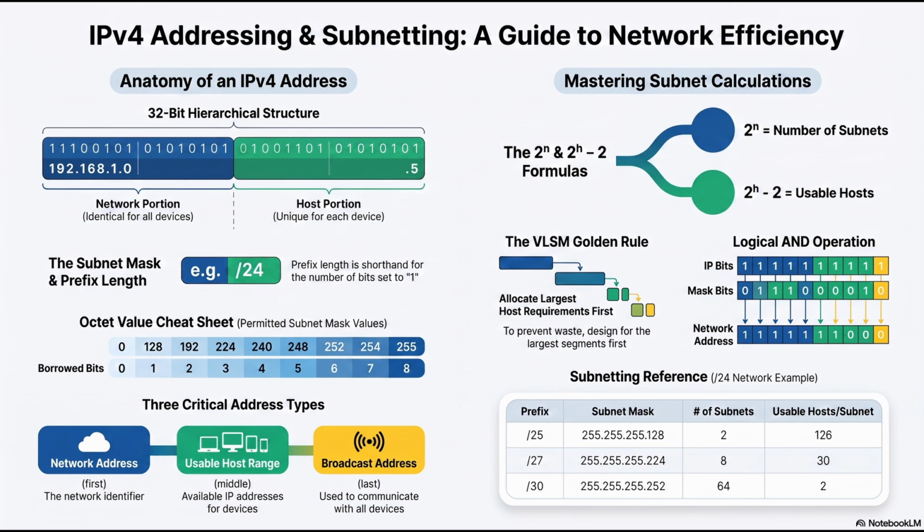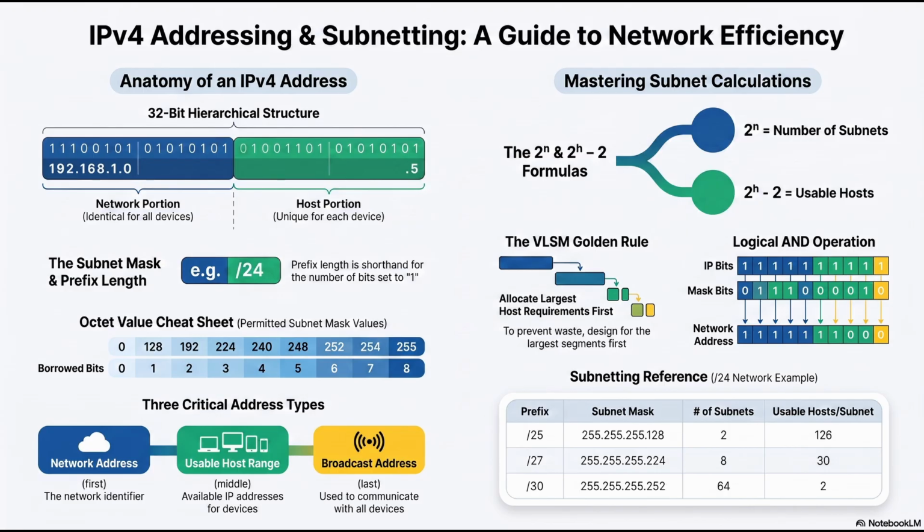A /30 prefix leaves exactly 2 host bits. 2 to the power of 2 is 4. Subtract the network address, subtract the broadcast address, and you are left with exactly 2 usable host addresses. Exactly. Which is the perfect mathematical fit for a point-to-point router WAN link. 0 wasted addresses. 0 waste.